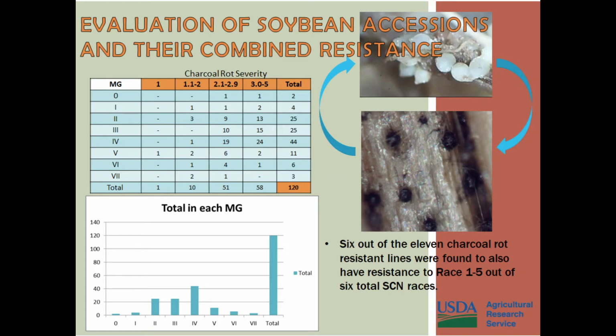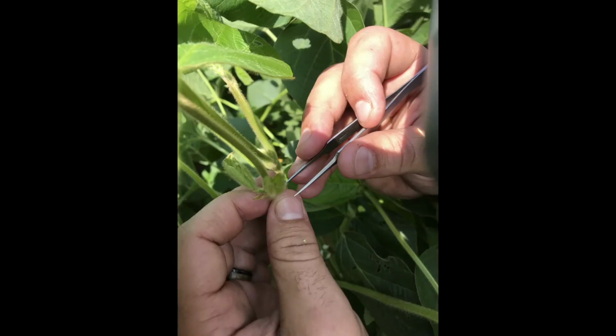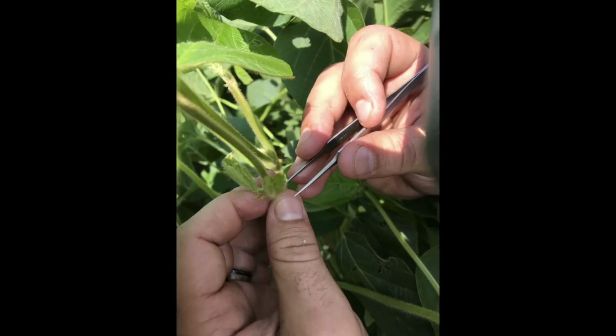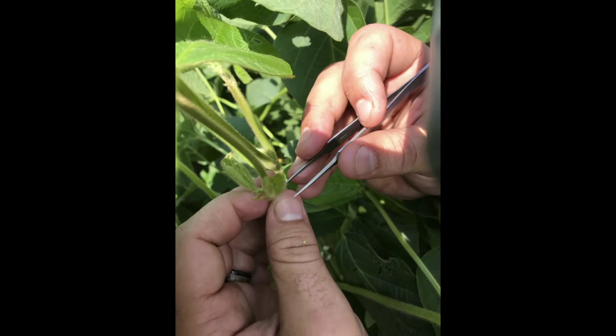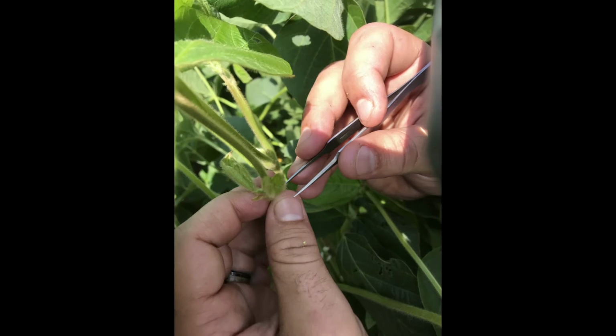6 of these 11 charcoal rot resistant accessions were found to also have resistance to race 1 to 5 out of the total of 6 races of SCN, indicating that these accessions hold packaged resistance genes, something of course that all soybean breeders would look for when choosing genotypes to breed from.